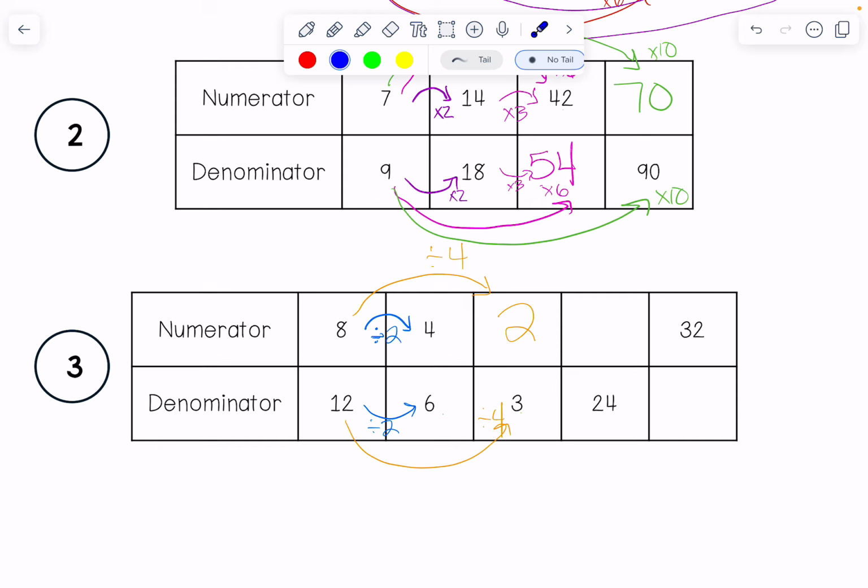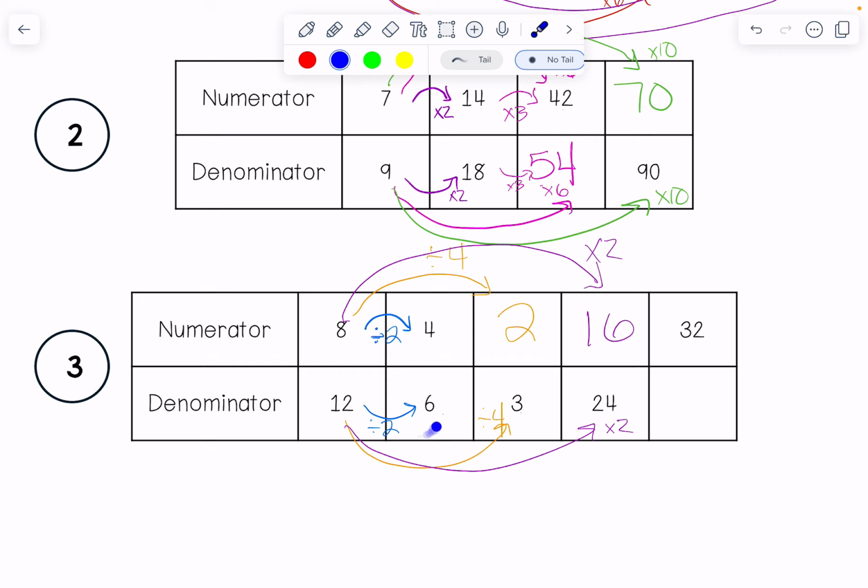Now if we have a denominator of 24, again, we can look at any one of these equivalent fractions we already have, and see if any of them help us figure out the equivalent fraction that has a denominator of 24. Some of you might notice that 12 scaled up by 2 gives you 24, so then you might do the same thing to the numerator. 8 times 2 is 16. That's one way to do it.